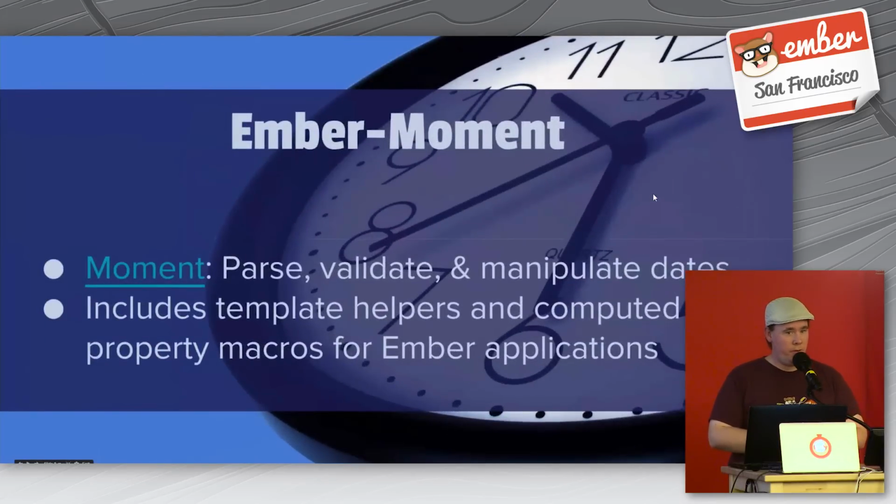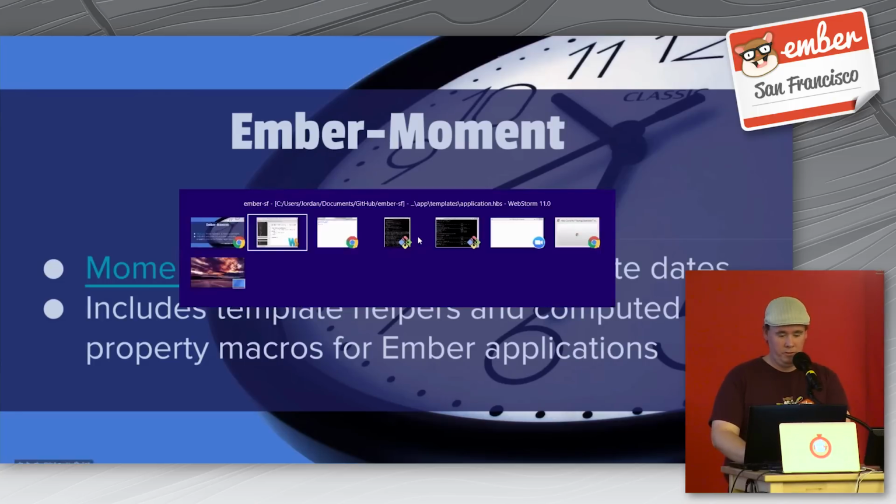So Ember Moment is another favorite of mine. Pretty much every application has to deal with date parsing in some way, whether you're displaying dates or doing some sort of date manipulation or, God forbid, actual adding and subtracting of dates and comparisons on the browser, because we all know that's horrible. But Ember Moment gives you Moment.js, which is a pretty popular, well-known date parsing library, as an ES6 module, and it also provides a number of template helpers and computed property macros that you can use in your Ember applications.